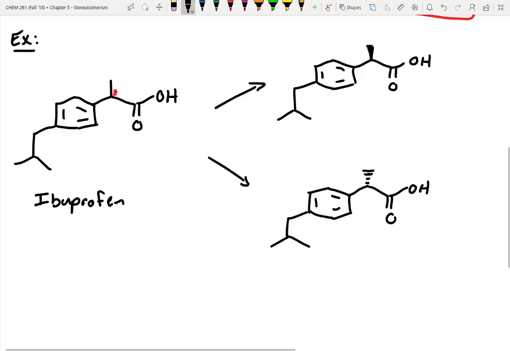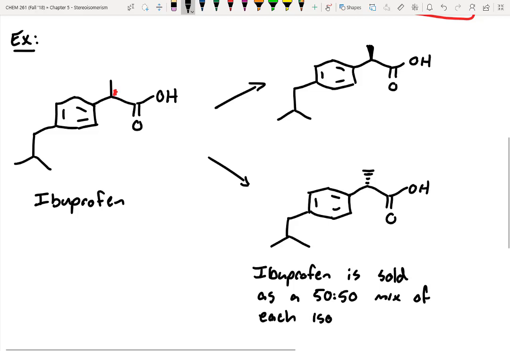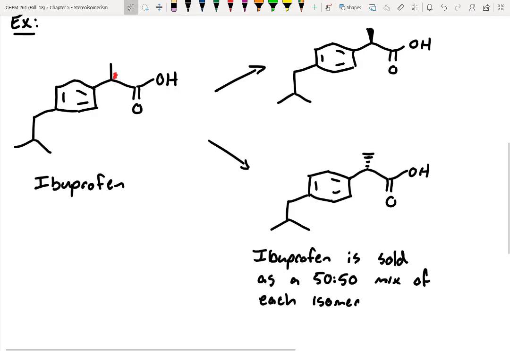So ibuprofen is sold as a 50-50 mixture of each of these. We'll talk about that in a little bit. 50-50 mix of each isomer. And what they refer to this as in the chemistry world is a racemic mixture.